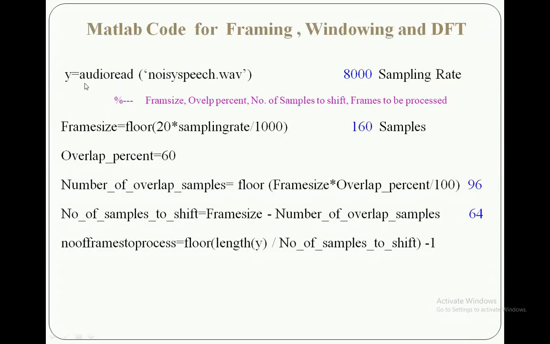So I'm using audioread for converting the speech waveform into a matrix. In this matrix we have 16,000 samples. Let us consider it is a 2 second speech sampled at an 8,000 sampling rate. So Y contains, let us consider, 16,000 samples. That may vary.